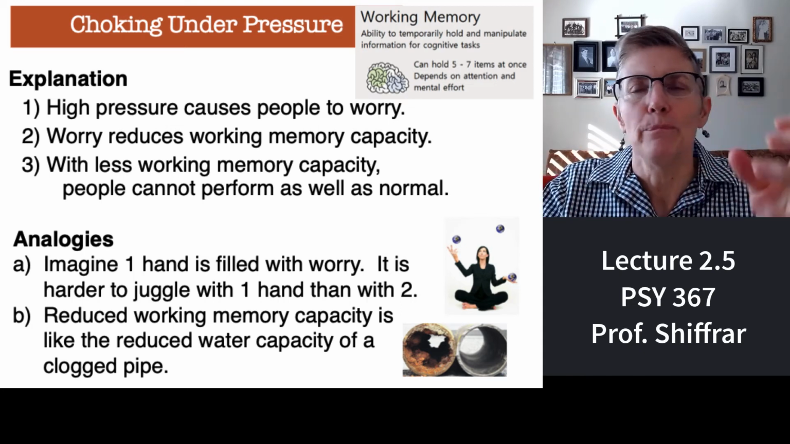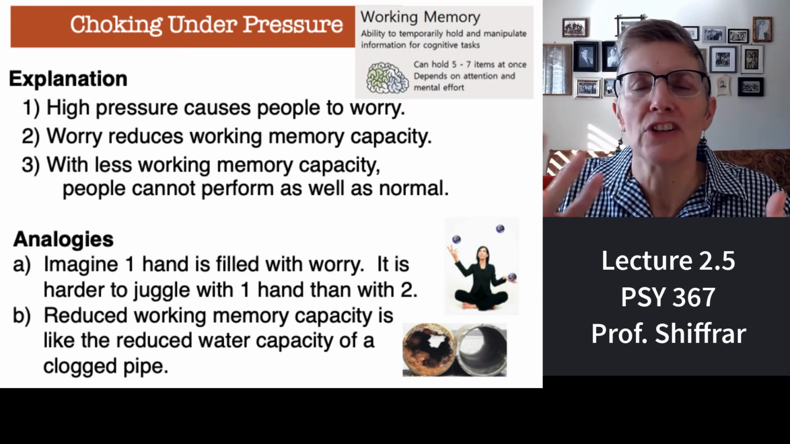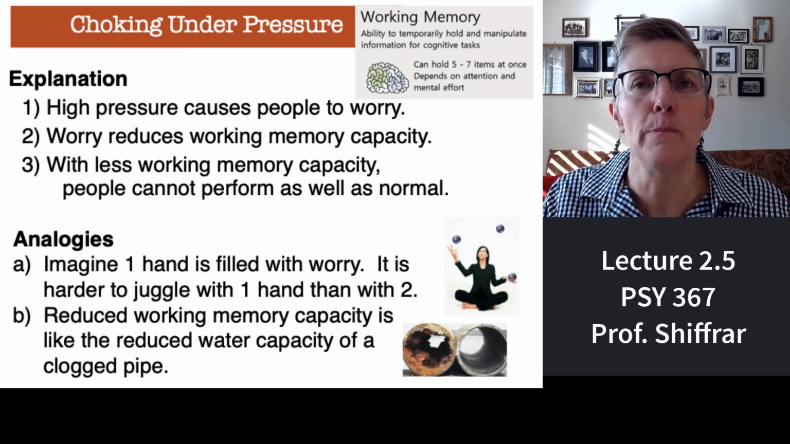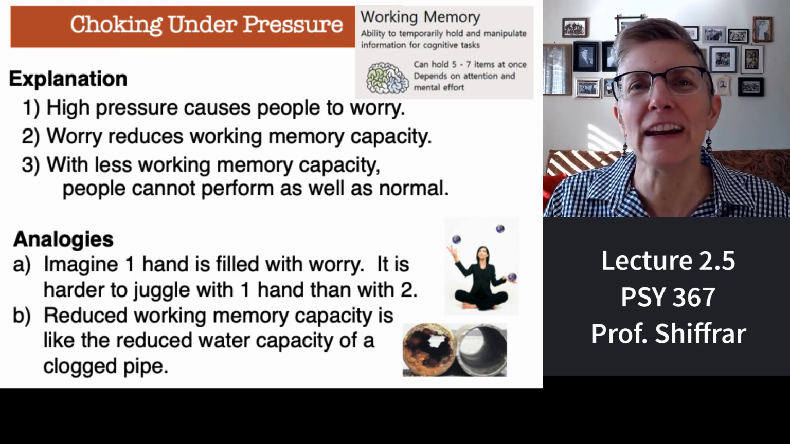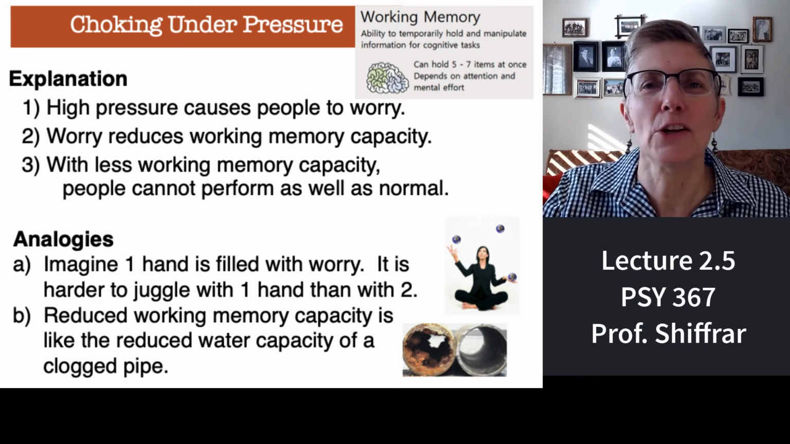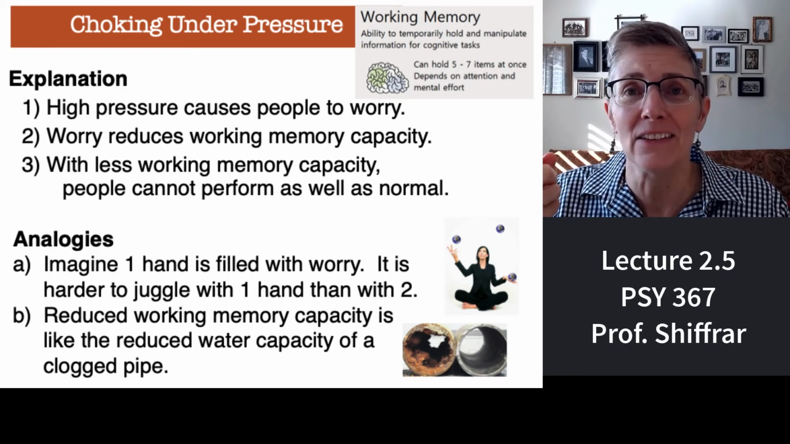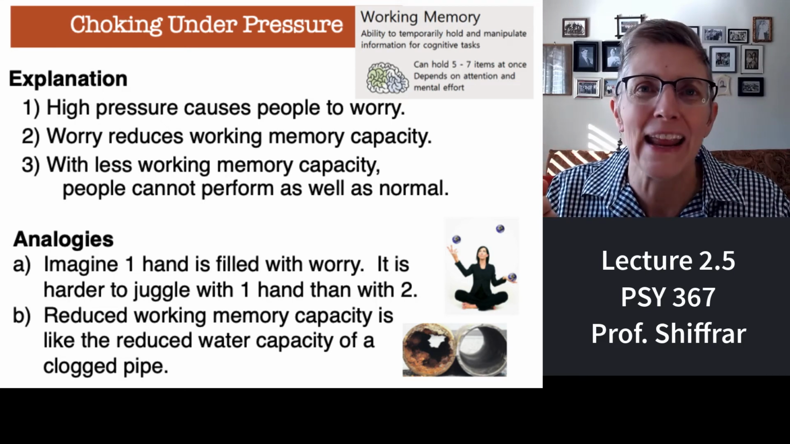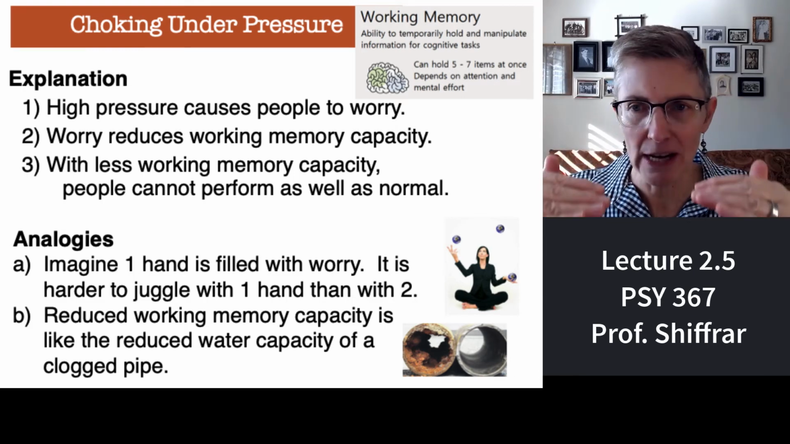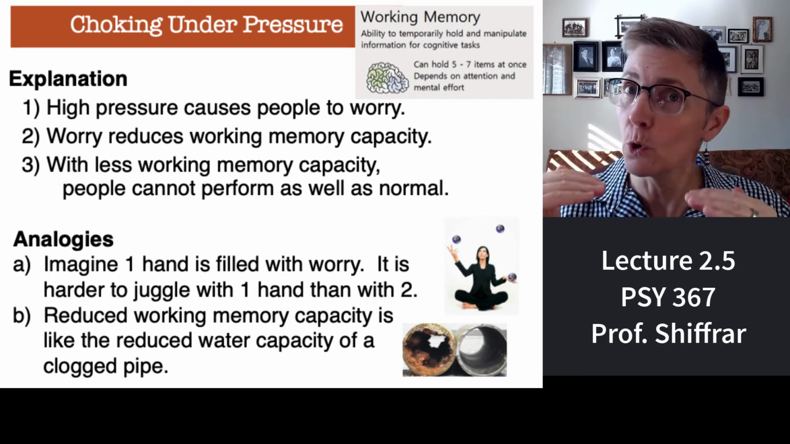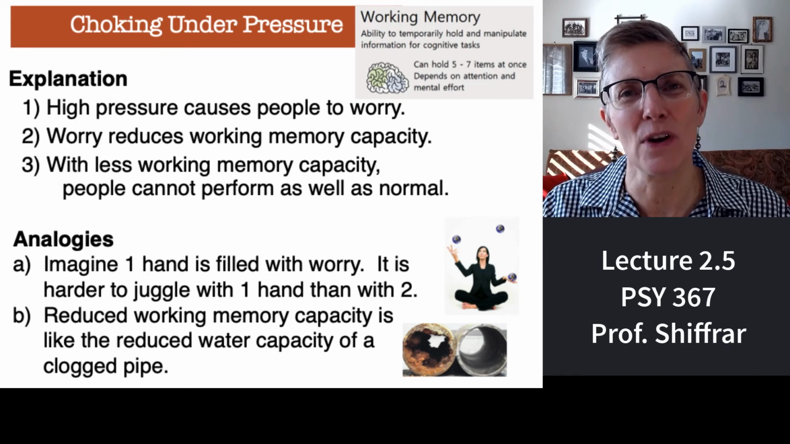So maybe normally, to use the juggling analogy, maybe normally you can juggle 5 balls or 5 bits of information. Let's pretend that's your working memory capacity. If you're worried, then one of your hands is occupied by worry. So now you've only got the other hand to juggle with, and maybe you can't juggle as much with one hand. You don't have as much capacity. So when you worry too much, your working memory capacity drops. And when your working memory capacity is lower, you're less able to answer questions on an exam.